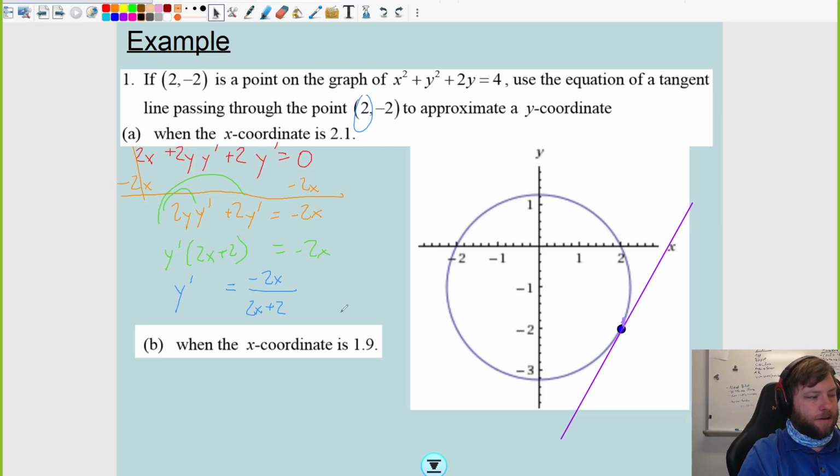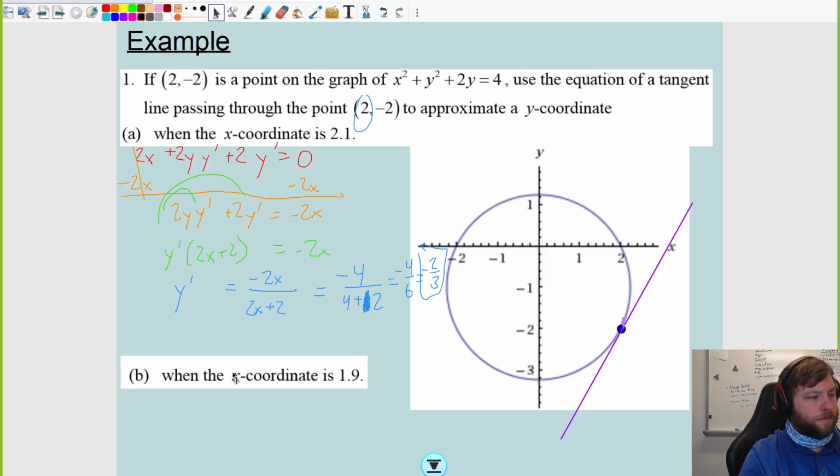I'm going to plug in the point. So -2 times 2 is -4 over 4 plus 6. Oh, 4 plus 2. -4 over 6, so -2/3. That's my slope. So I can write my equation as y minus -2, so y plus 2, equals -2/3 times (x minus 2).